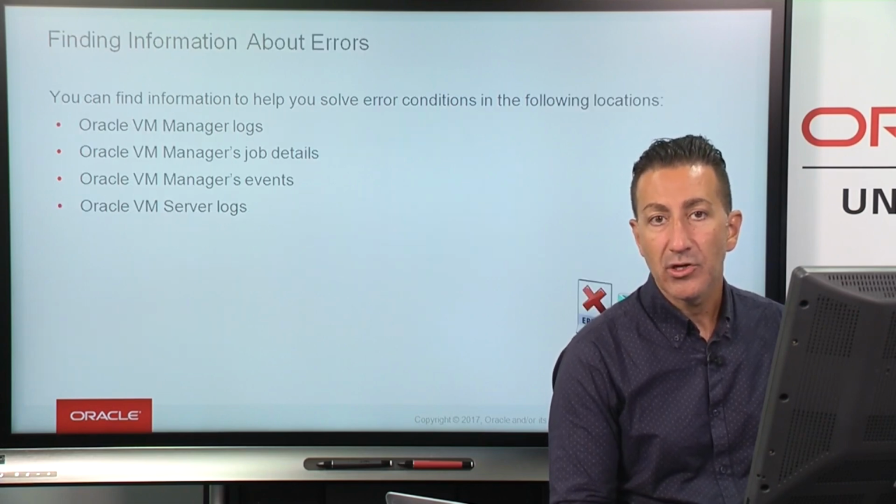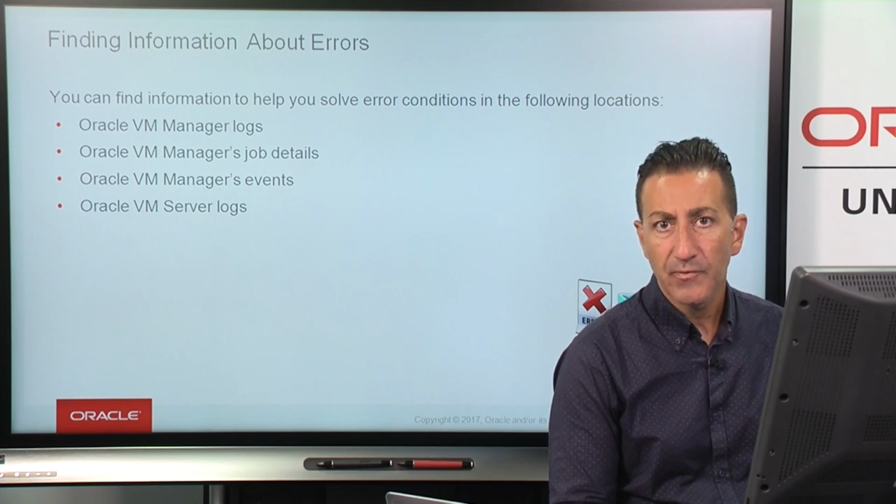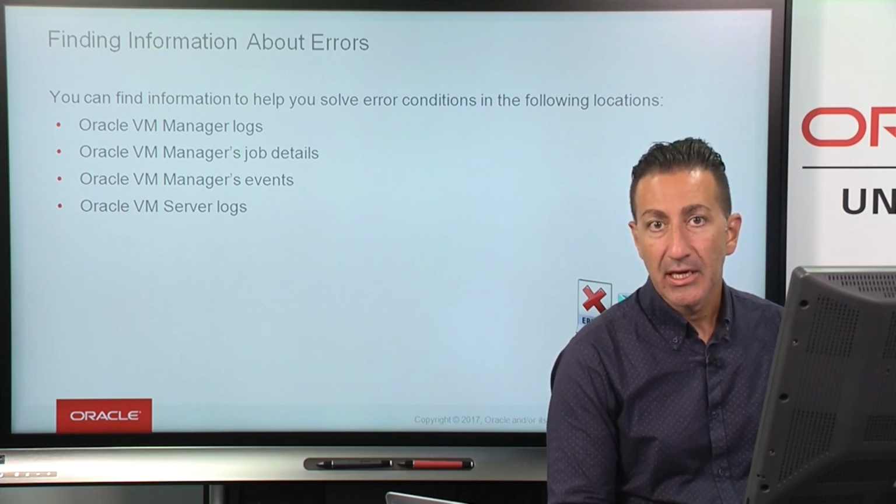Well, about finding information about errors, you see that the environment is very complete; it tries to log information in multiple different components, multiple different locations. So you can find information to help you solve error conditions in the following locations. Oracle VM Manager logs. You have different logs for access, logs for the WebLogic domain in which the Oracle VM Manager core Java application is running, logs for the Oracle VM core Java application activity. Also the Oracle VM Manager job details.